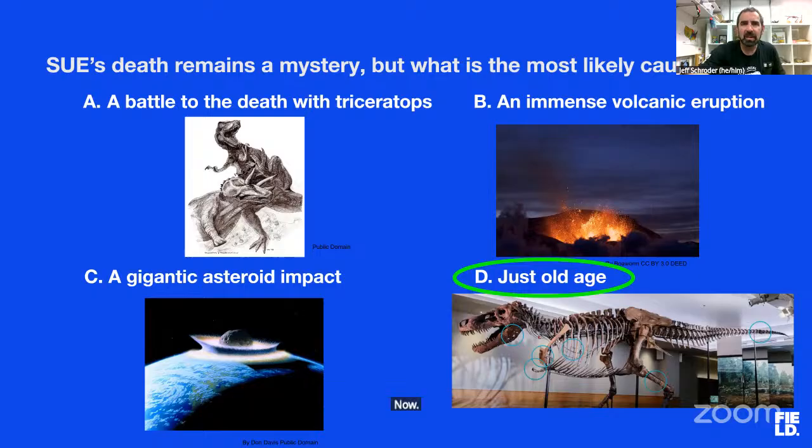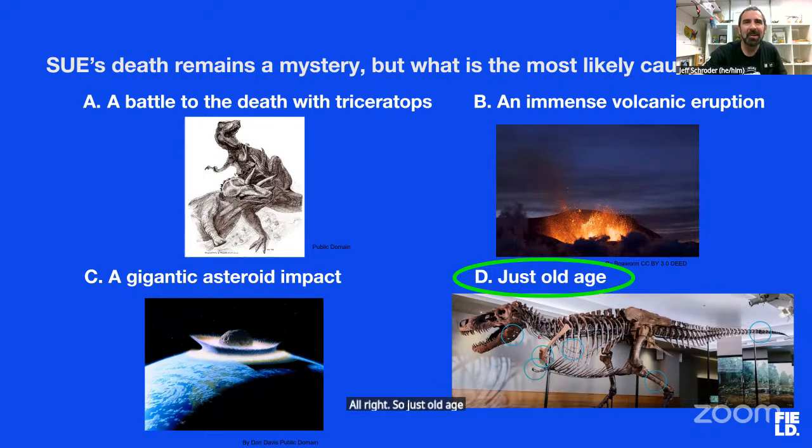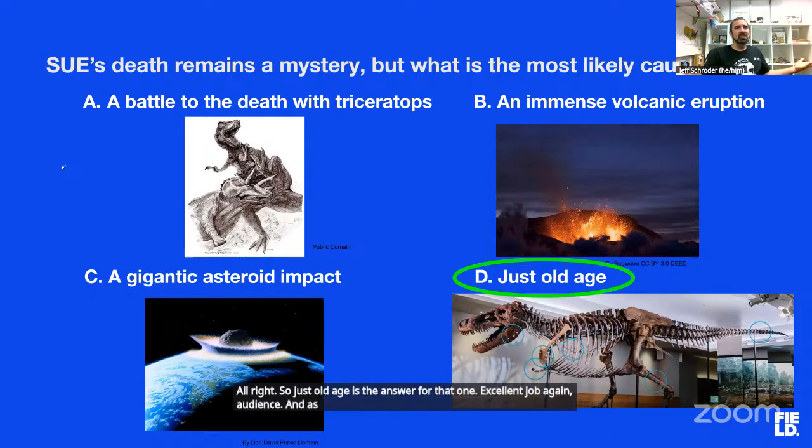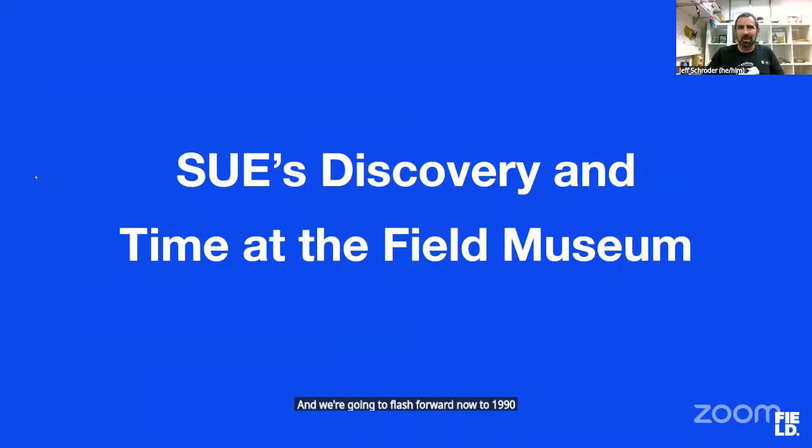Now, what about the asteroid? Well, that hit a million years after Sue lived. Other T-Rexes might have been wiped out by that, but not Sue. Sue didn't have to worry about it. So just old age is the answer for that one. Excellent job again, audience. And as we talked about, Sue lived 67 million years ago. The asteroid hit 66 million years ago. Almost all the dinosaurs die out at that point. And we're going to flash forward now to 1990, back to the state of South Dakota for Sue's discovery.